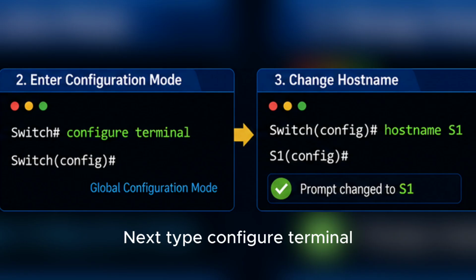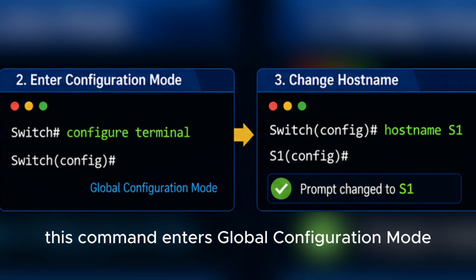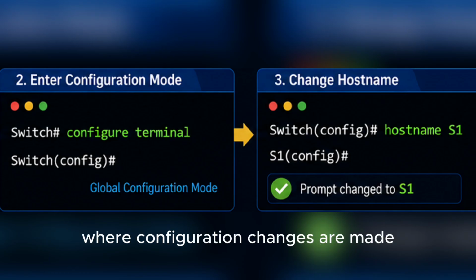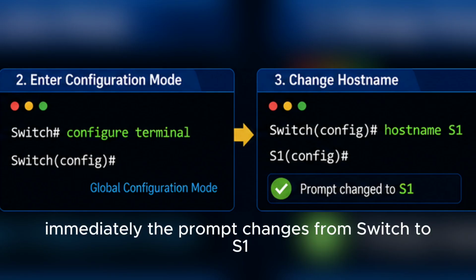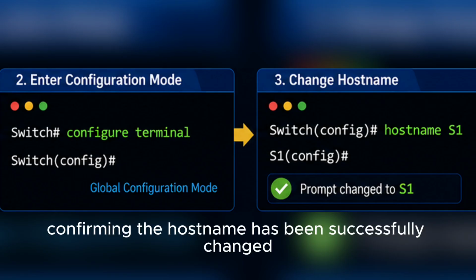Next, type configure terminal. This command enters global configuration mode, where configuration changes are made. Now type hostname S1. Immediately, the prompt changes from switch to S1, confirming the host name has been successfully changed.